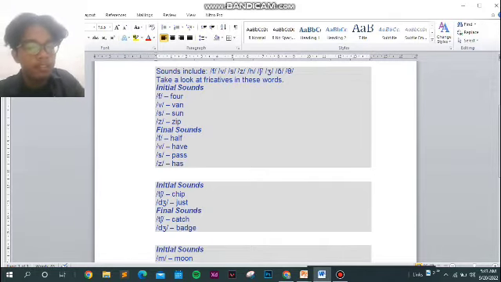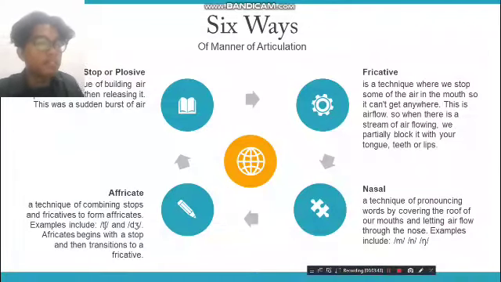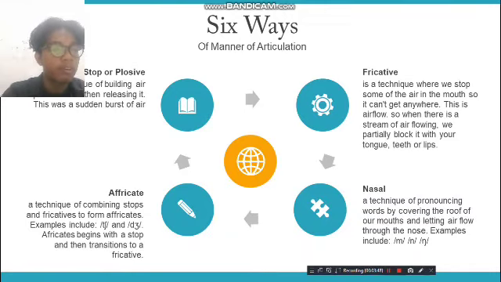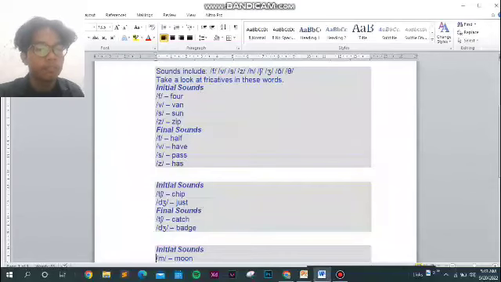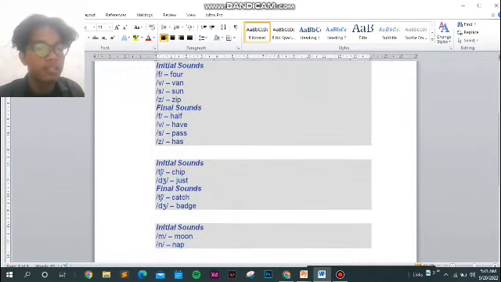Okay. Next is nasal. Nasal is a technique of pronouncing words by covering the roof of our mouths and letting air flow through the nose. Examples include m, n, and for the initial sound, like moon, nap.